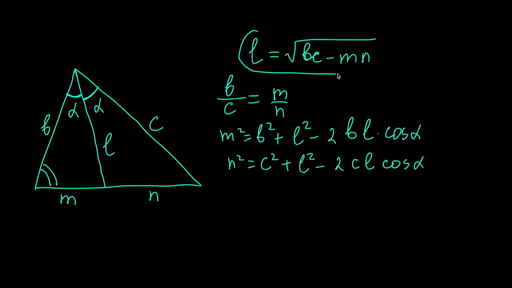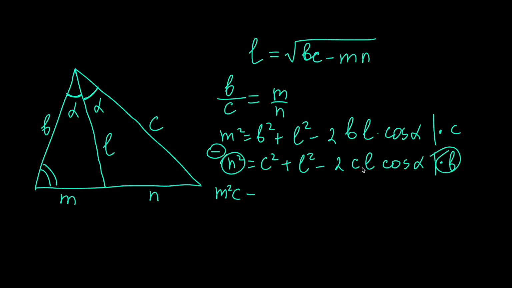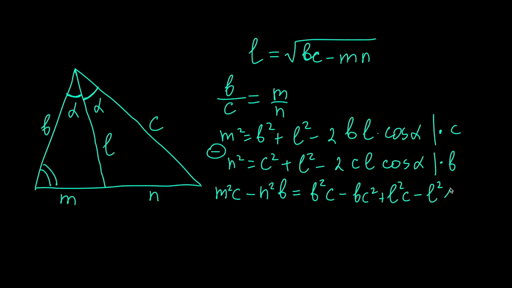Now obviously we don't need the cosine in our formula, so we have to get rid of it. And to do that, I'm gonna multiply this equation by C and this equation by B, and then I'm gonna subtract one equation from another. I'm gonna have M squared multiplied by C minus N squared multiplied by B, and this is all equal to B squared C minus BC squared plus L squared C minus L squared B. Now we have an equation with an unknown variable, so we need to solve this equation.